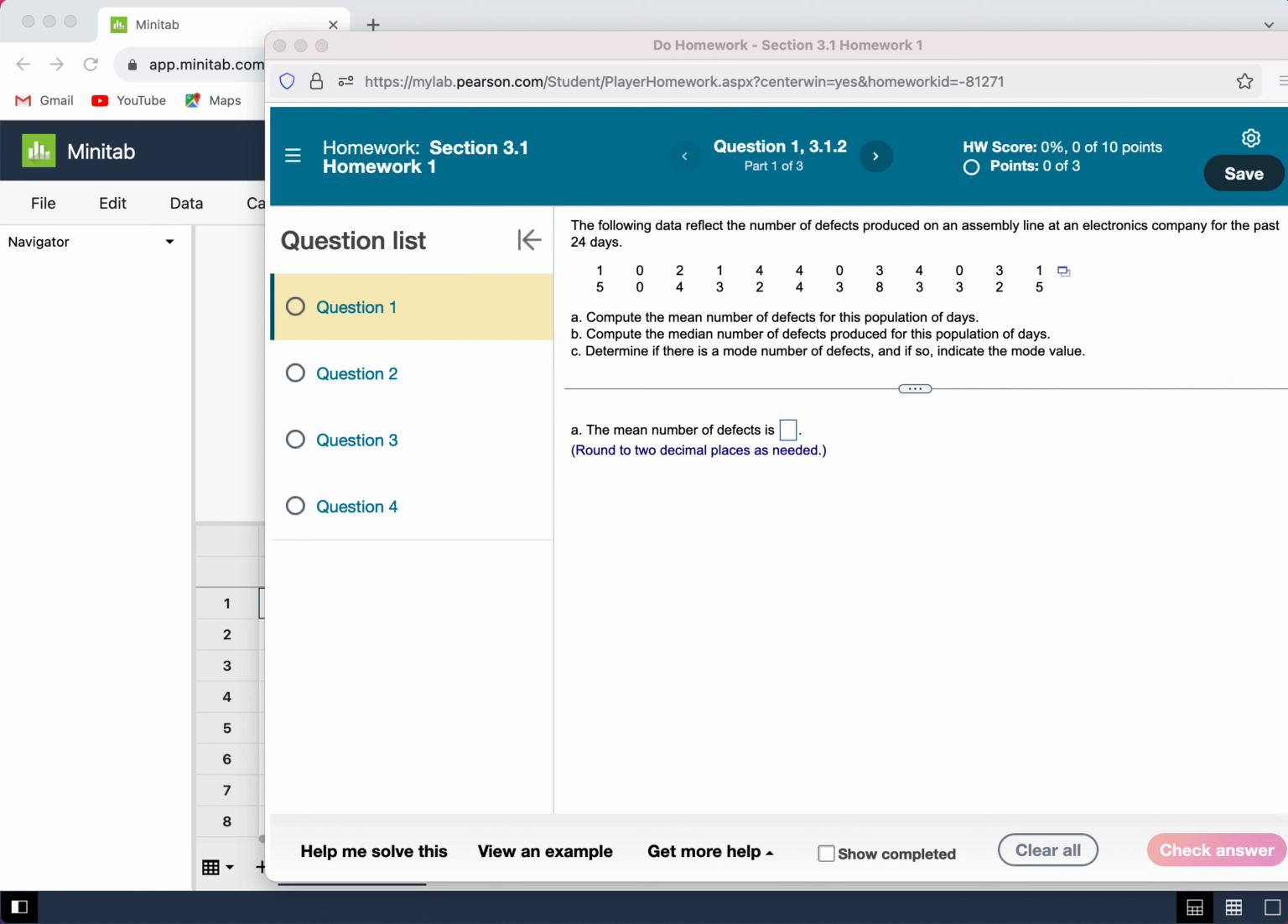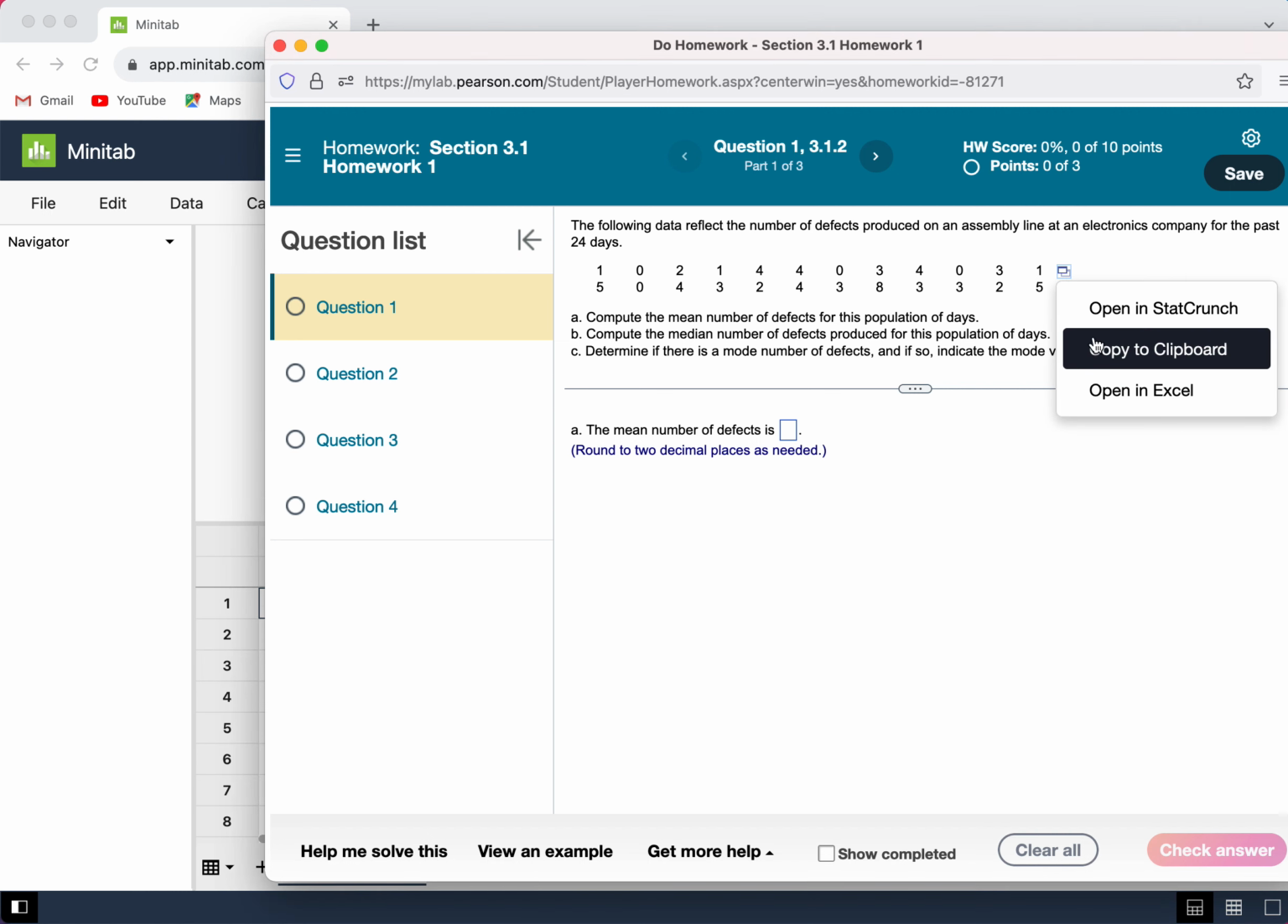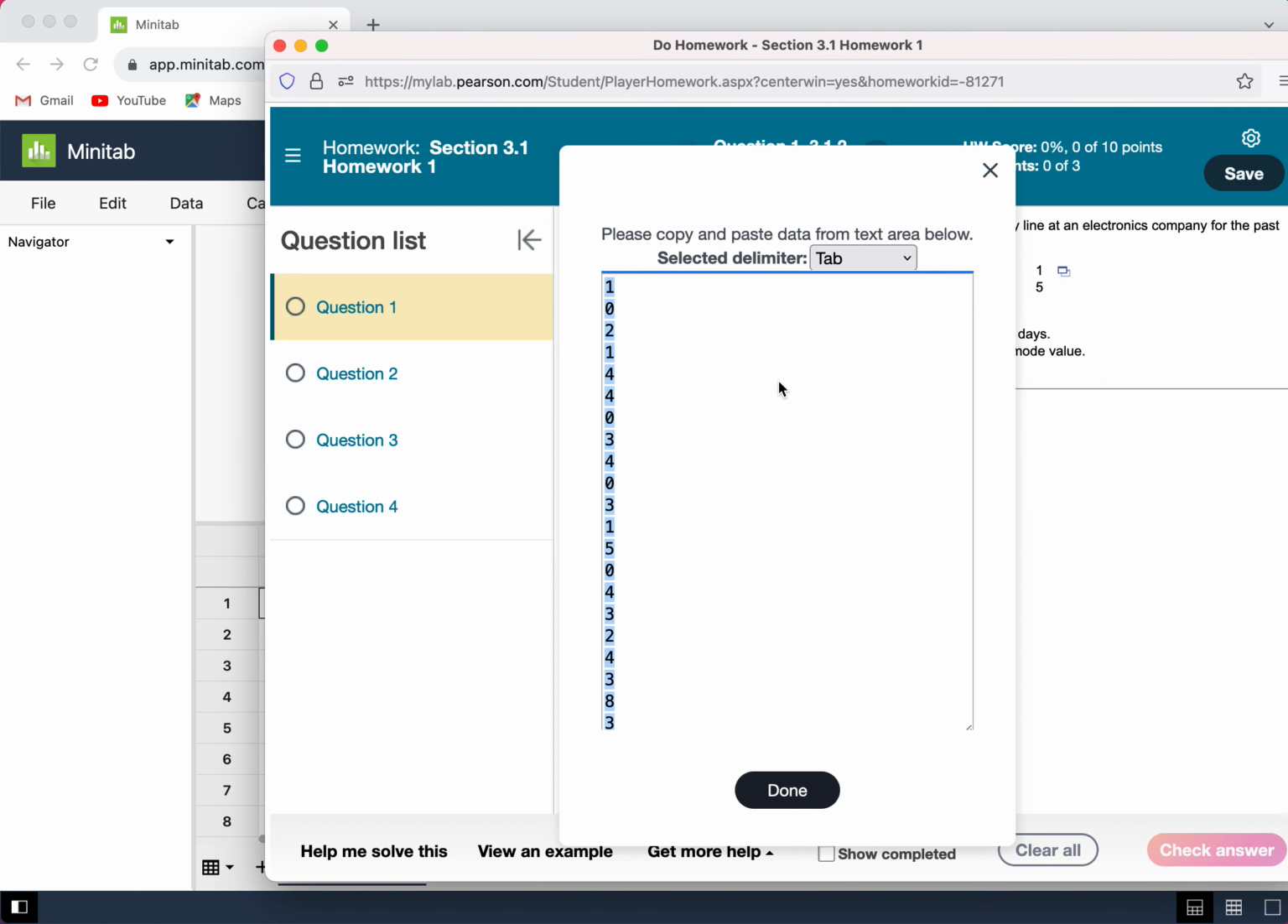In this video, we're going to learn how to use Minitab to calculate things like the mean and median. These are called descriptive statistics. So of course what we need to do first is copy our data set into Minitab. So I'm going to do that for this homework problem.